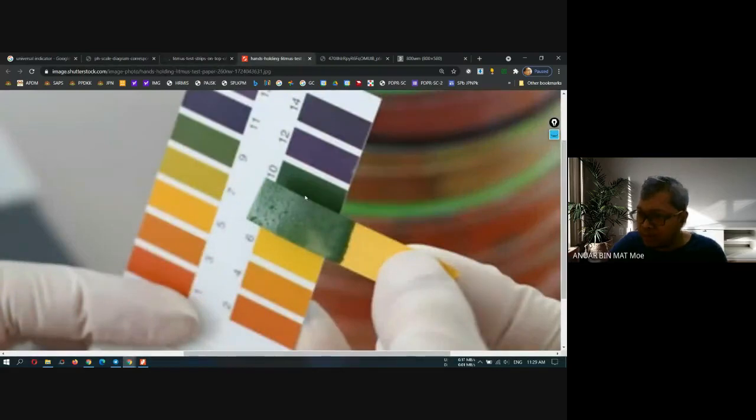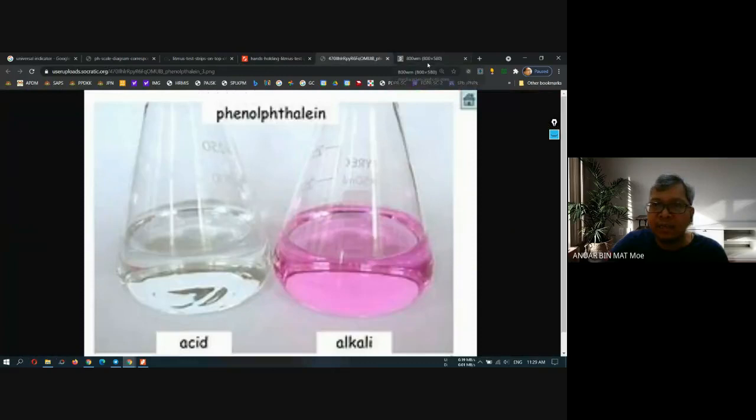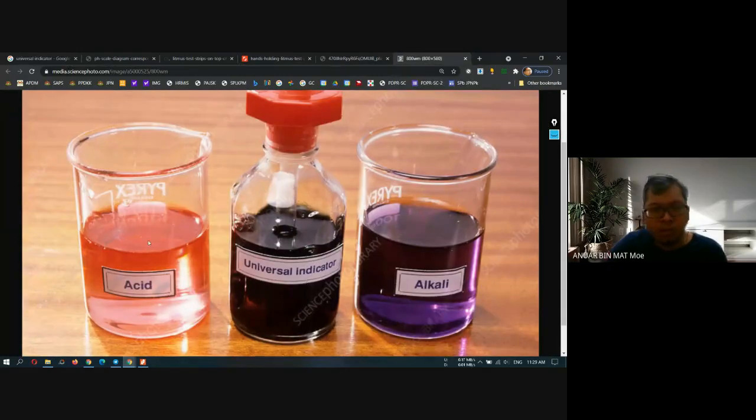This one is pH paper, right? pH paper, you use paper. But universal indicator, you use liquid. You drop a few drops of indicator and then it will change color. Red, usually acid. And when it turns purple, usually alkali. Maybe when we have the time, I will show you the universal indicator in the school lab, after we all go back to school, right? Okay.